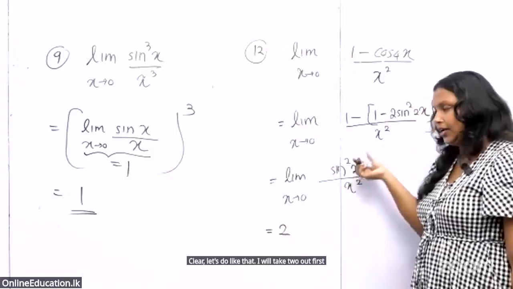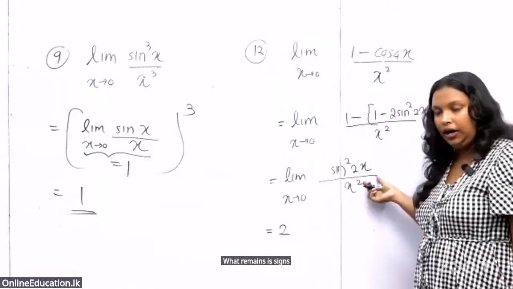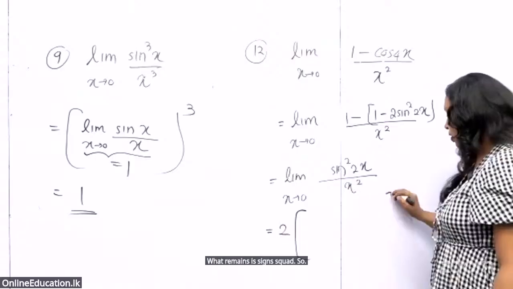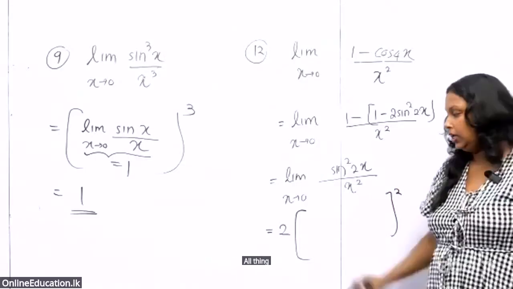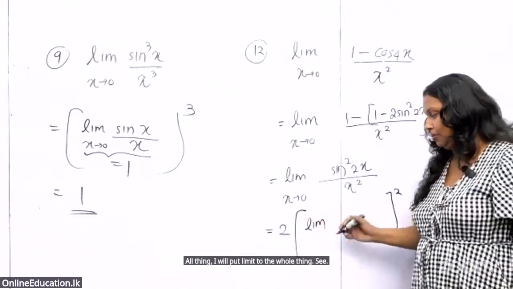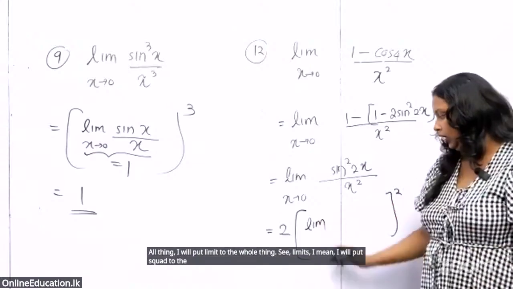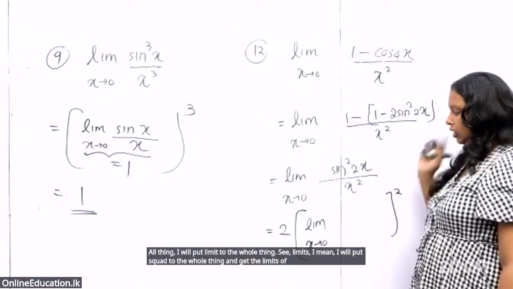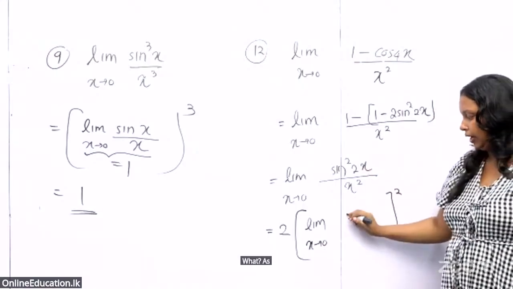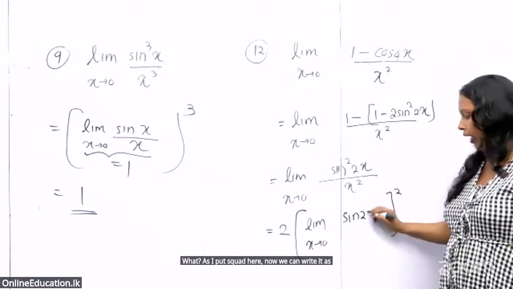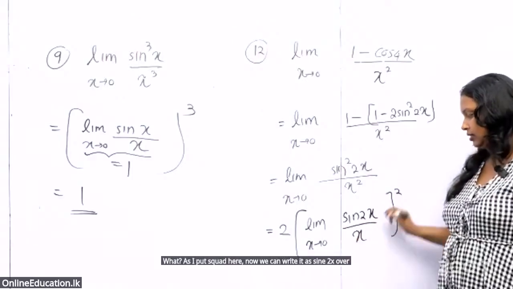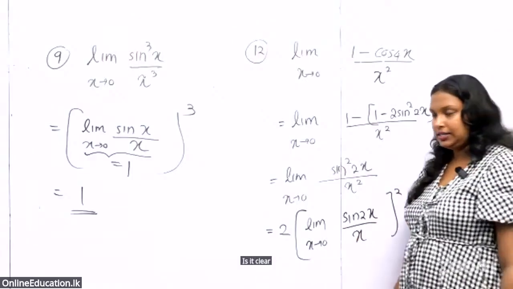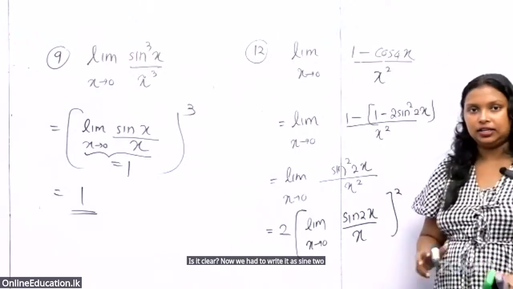What remains is sin squared 2x, x squared. So I will write the whole thing. I will put the limit to the whole thing. Since I put the squared outside, now we can write it as limits of sin 2x over x. Is it clear? Now we have to write it as sin 2x over x.